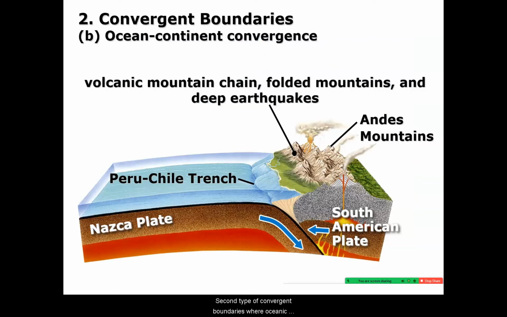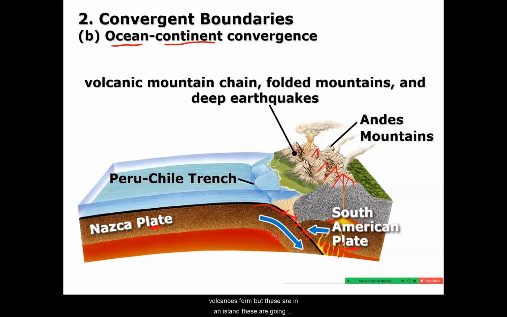The second type of convergent boundary is where oceanic crust meets continental crust. This is occurring now off the coast of South America, the western coast, where the Nazca Plate in the eastern Pacific Ocean is subducting underneath South America. This part looks very similar. You have deep earthquakes here, you have melting, and you have a set of volcanoes form.